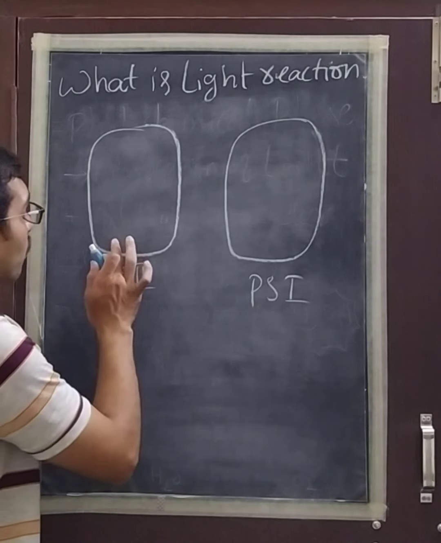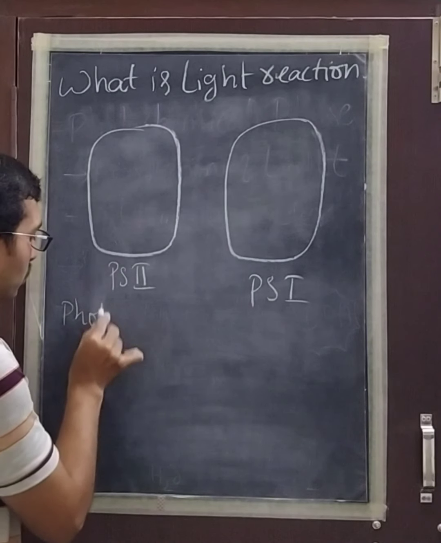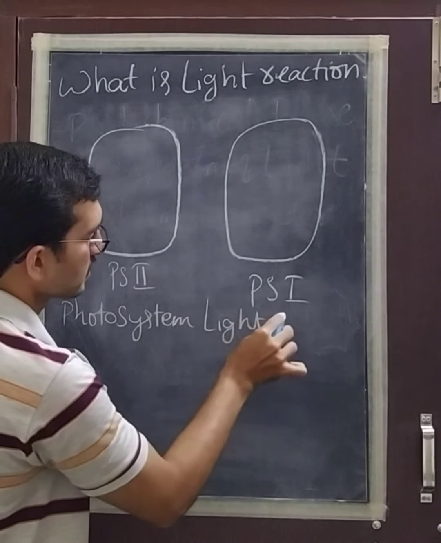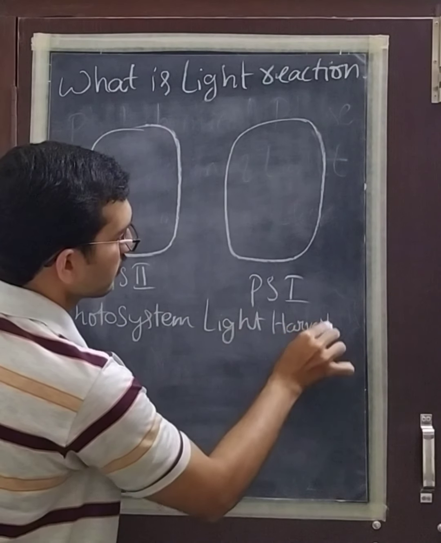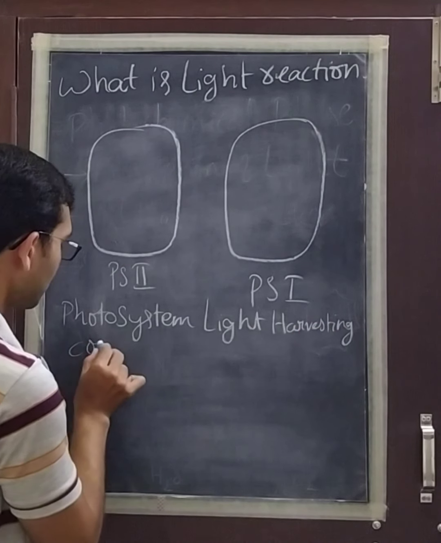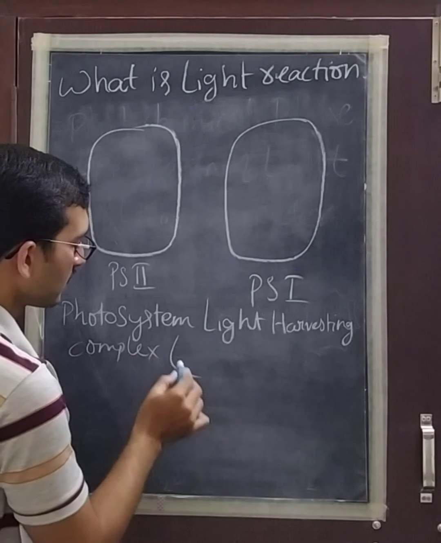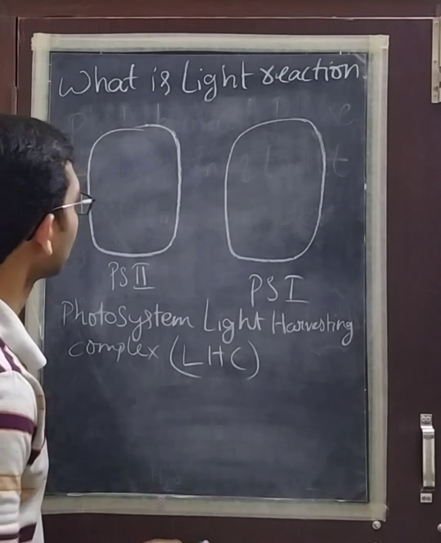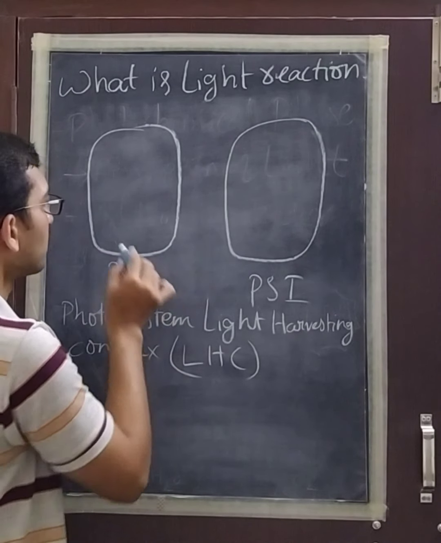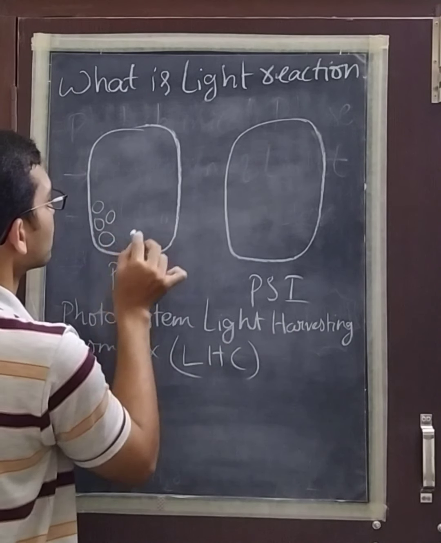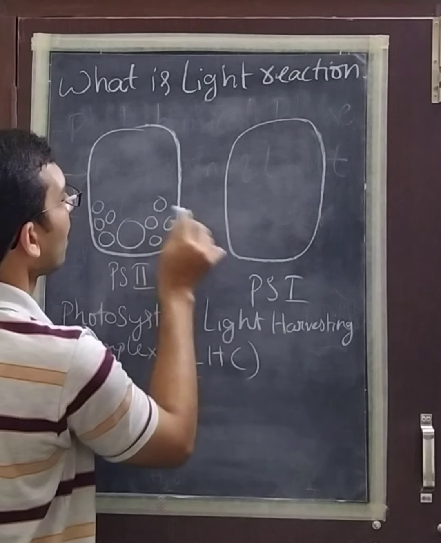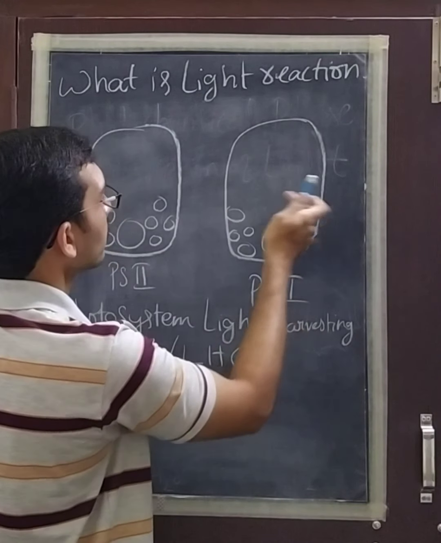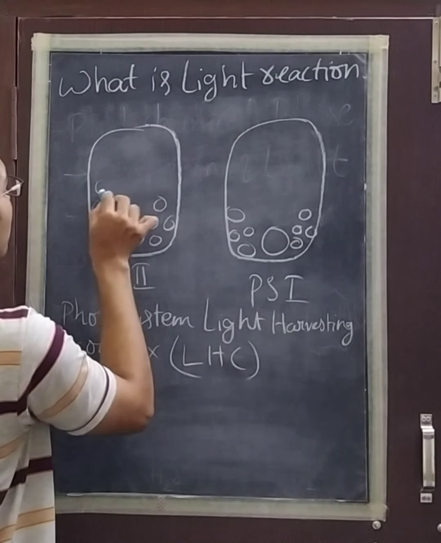Now this photosystem, we call it as a photosystem light harvesting complex. Simply it is abbreviated as LHC, that is light harvesting complex. So inside this photosystem we have hundreds of pigments, and these are bound in the protein.